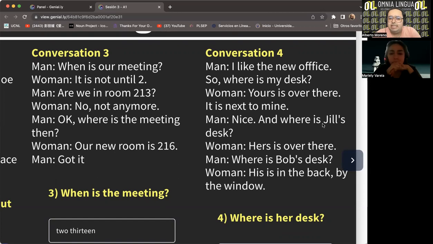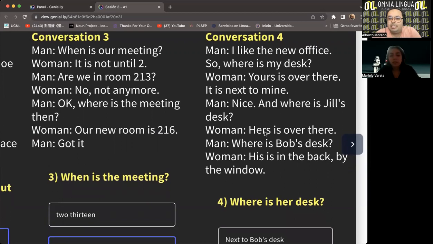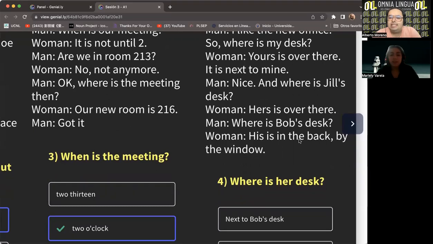Nice. And where is Jill's desk? Hers is over there. Where is Bob's desk? Okay. His is in the back by the window.